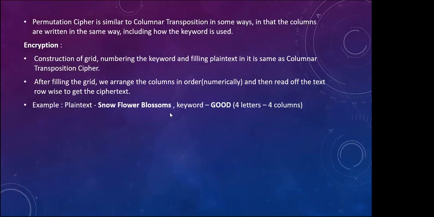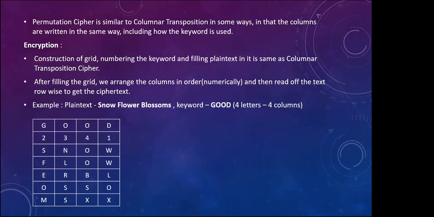Here we have taken the plain text as "snow flower blossom", and the keyword as "good". So we have 4 columns. In these 4 columns we go on filling the plain text, and we get the table like this. In the remaining 2 columns we inserted X as null. Now we will number this keyword in the similar way as we numbered them in columnar transposition.